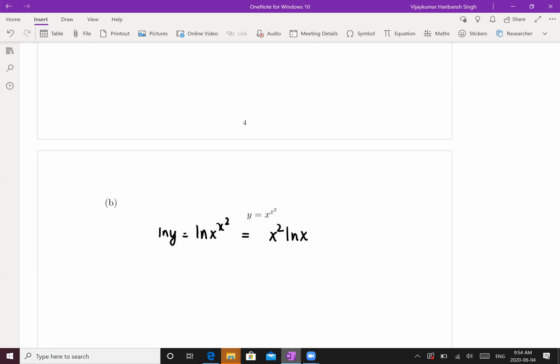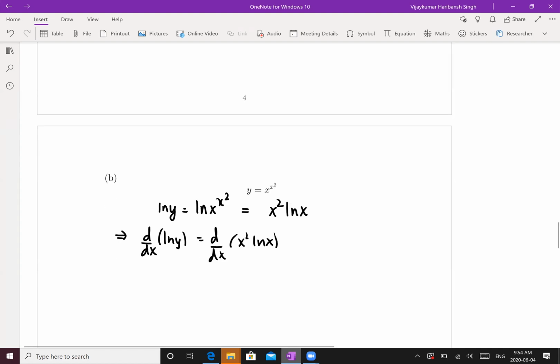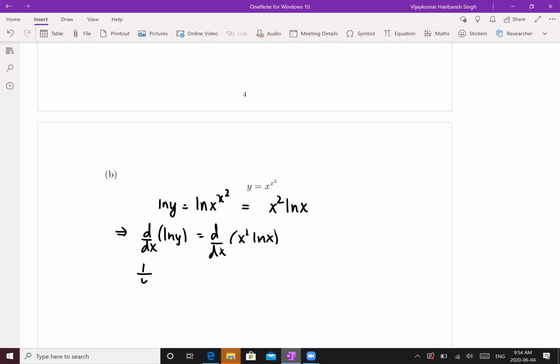So take derivative on both sides. So this implies derivative of this. So let me just write d by dx of ln y equals d by dx of x squared ln x. Now on this side you get 1 by y times dy by dx. On the other hand, you have to use the product rule. So x squared times derivative of ln x, which is 1 over x, plus ln x times derivative of x squared, which is 2x.